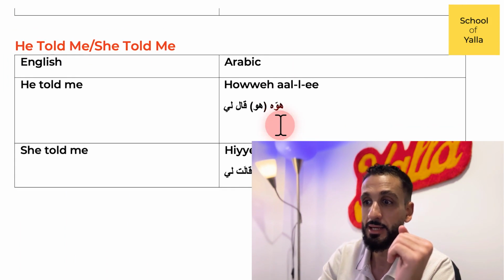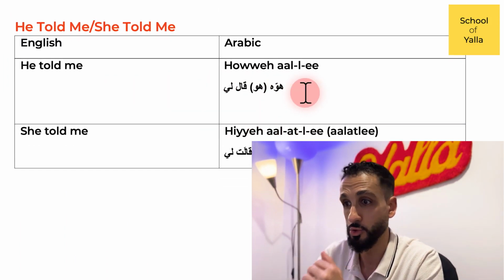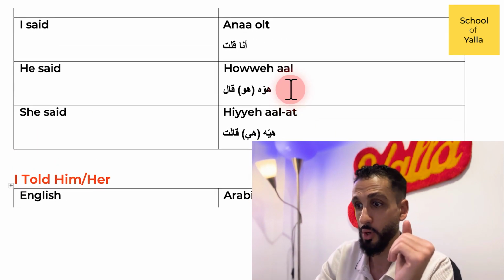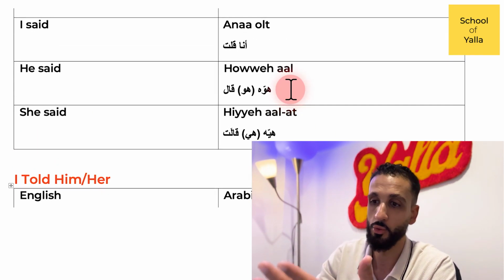Now taking a look at he told me, huwa qal. So looking back just at the conjugation, huwa qal, right? We need to know this. We need to know ana qultu, huwa qal, hiya qalat. These we need to know by heart.